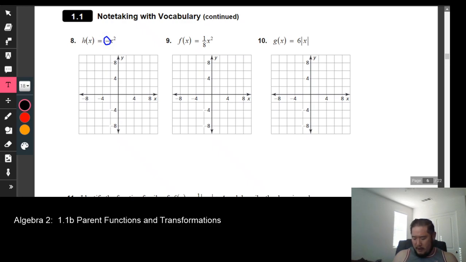So if you think about our parent function, it starts right here at 0, 0. Over at 1, it goes up 1. At 2, it goes up to 4. And if you're saying, how do I know that? You could always create a table: -1, -2, 0, 1, 2. Plug those in, and then you'll be able to figure out what your points are. Or you do this enough times and you have that memorized. So this right here is a parent function. y is equal to x squared, or h of x is equal to x squared.